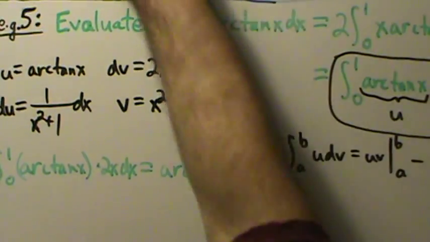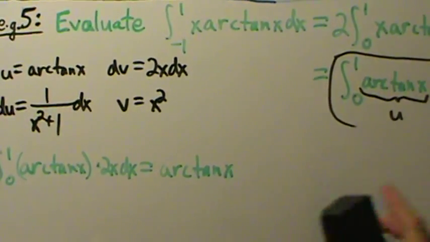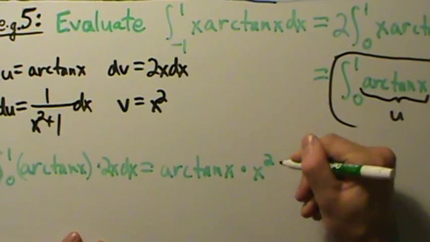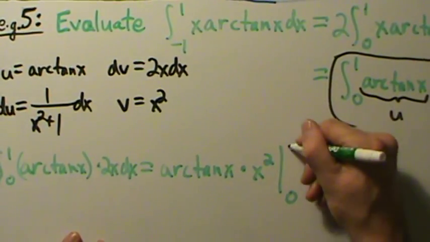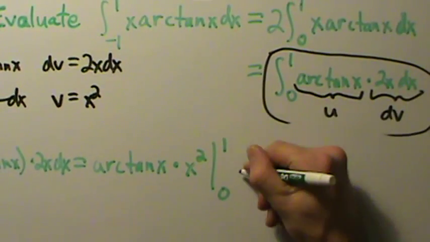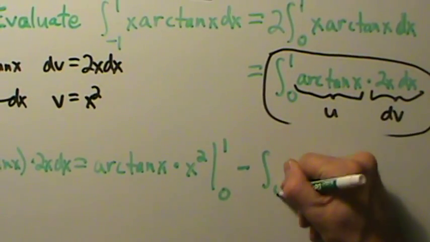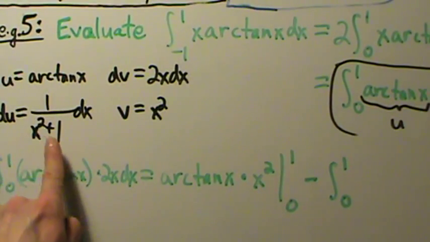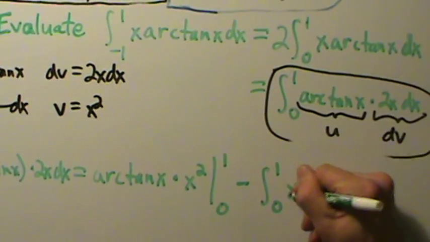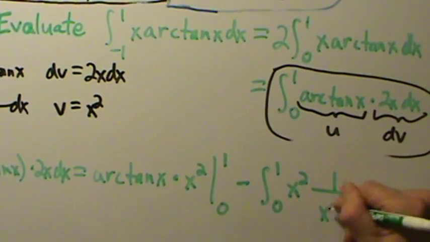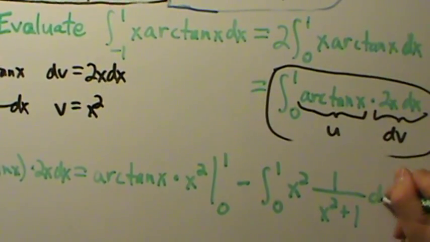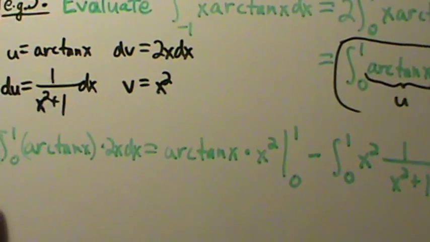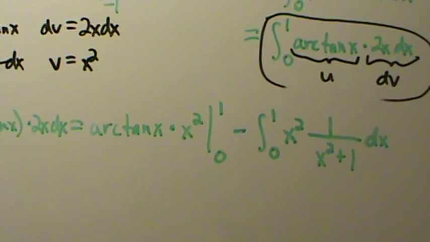times x squared evaluated from 0 to 1, minus the integral from 0 to 1 of v du. v is x squared, du is 1 over x squared plus 1 dx, so this is v times du. Okay, let's go ahead and work with this now.